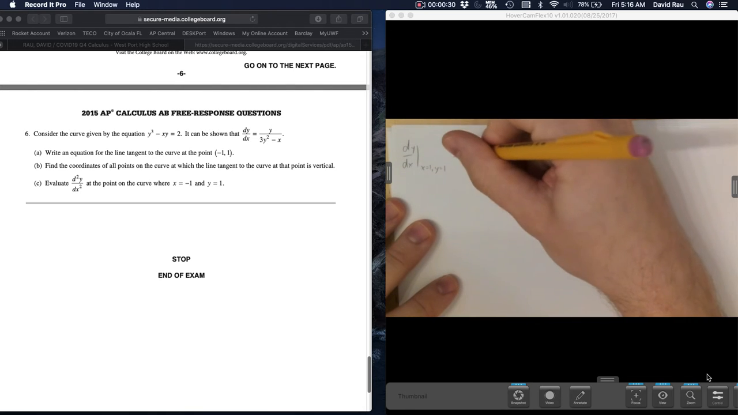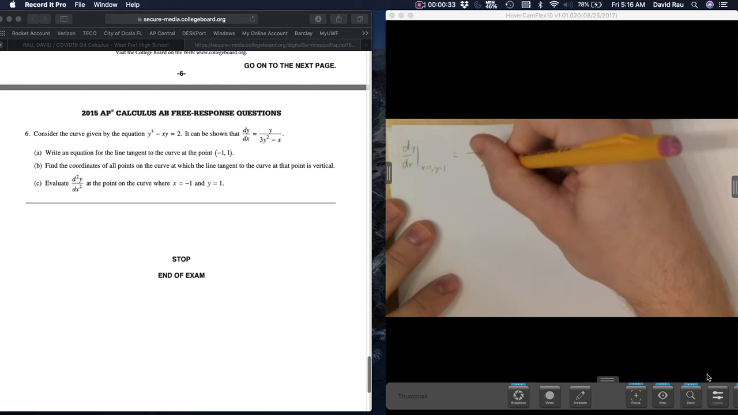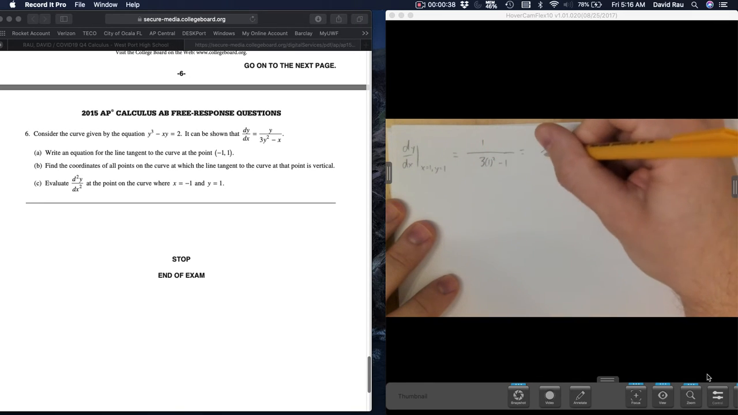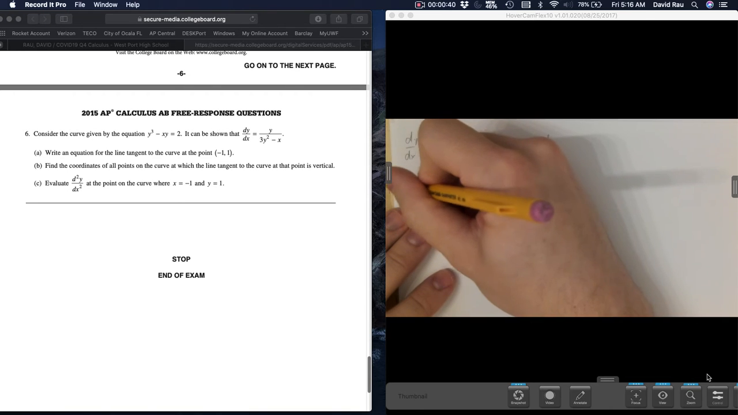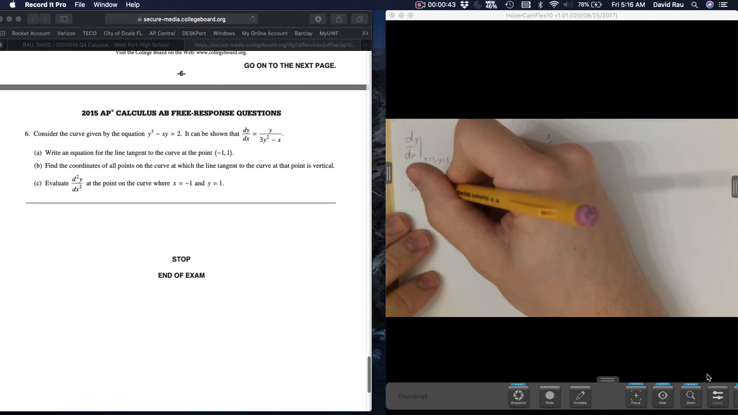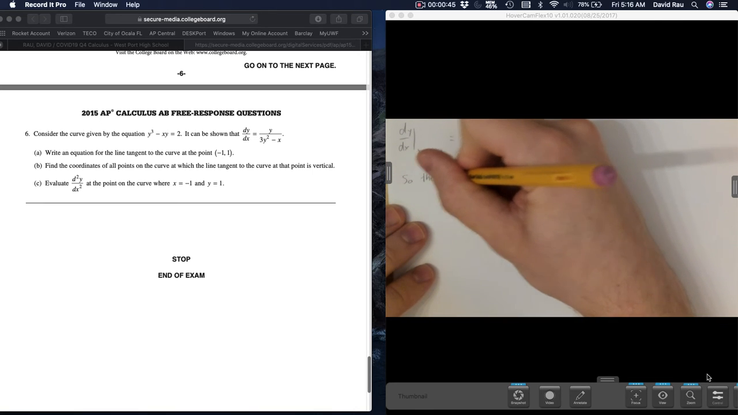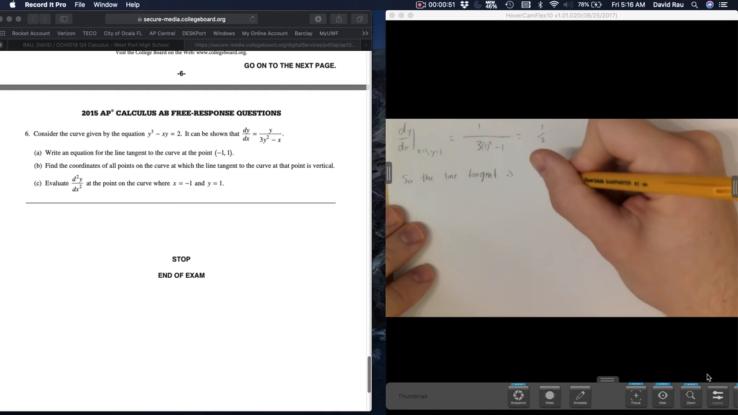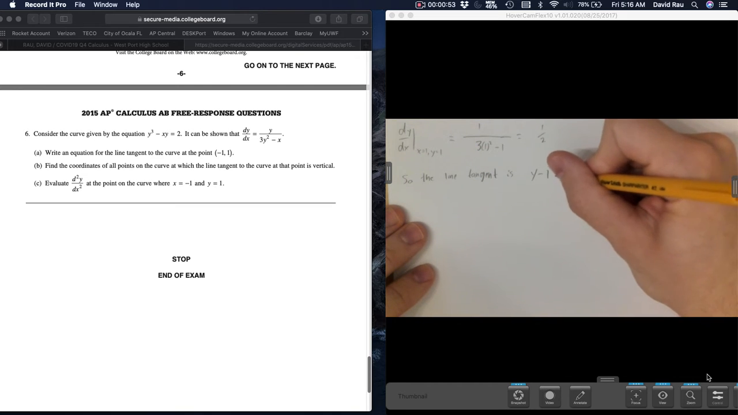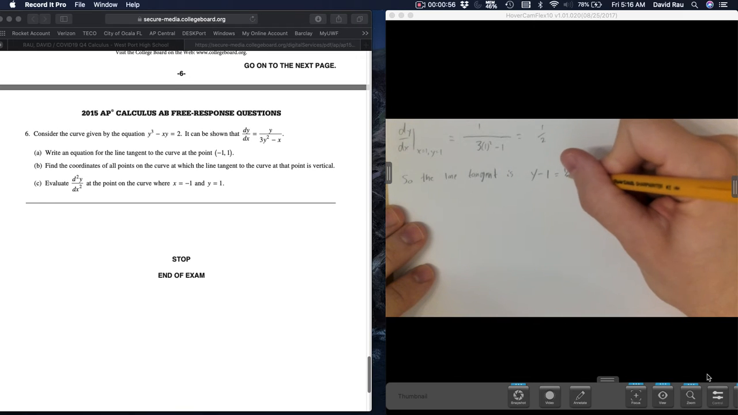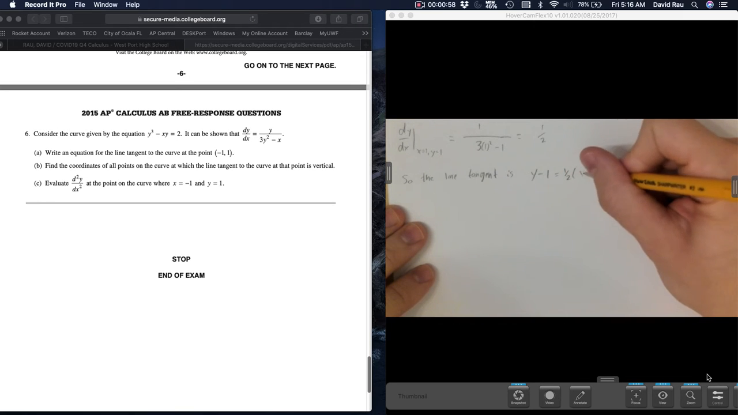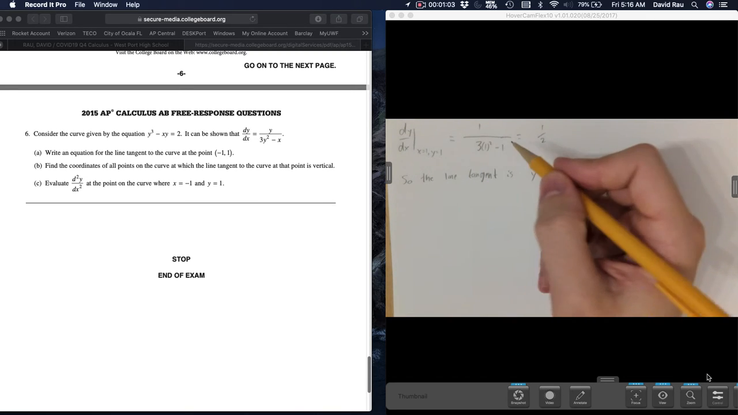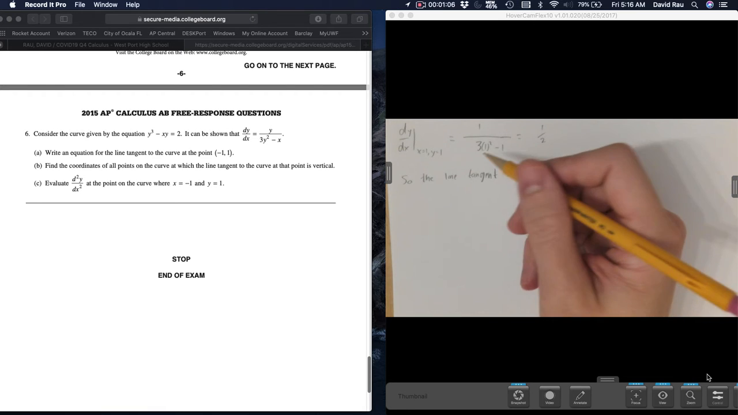That's going to be 1 over 3 times 1 squared minus 1. Well, that's really 1 over 2. Okay, so the line tangent is y minus y1 equals m, or in other words, the slope at your point, which we just found, times x minus x1. Let me just double check that I plug these in right. 1 over 3 minus 1. Oh crap, no, it's negative 1, 1.